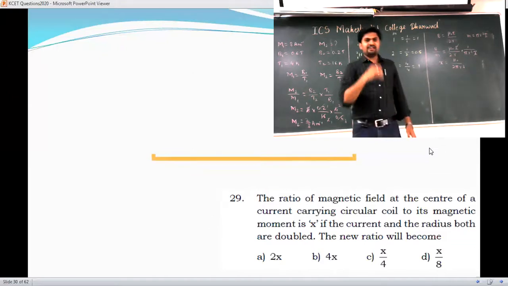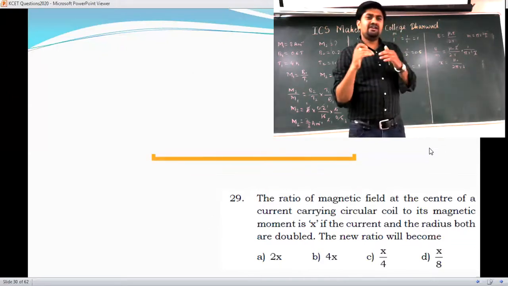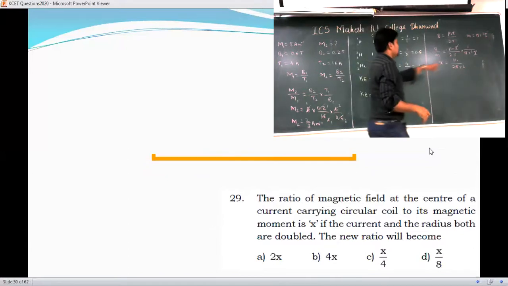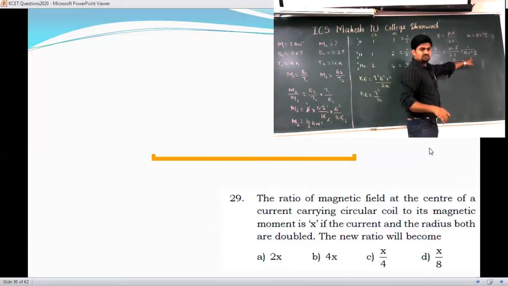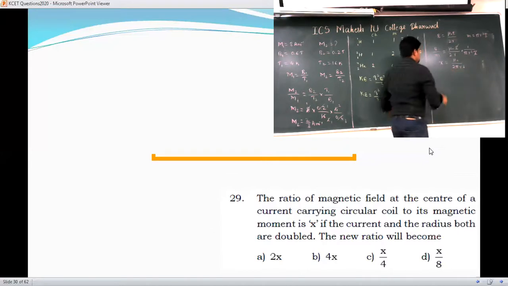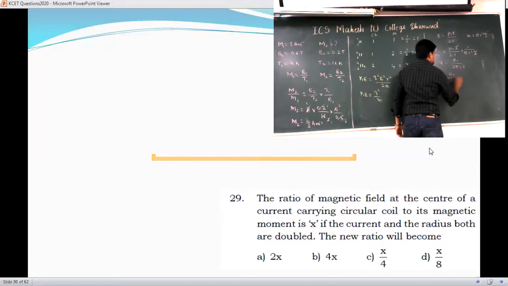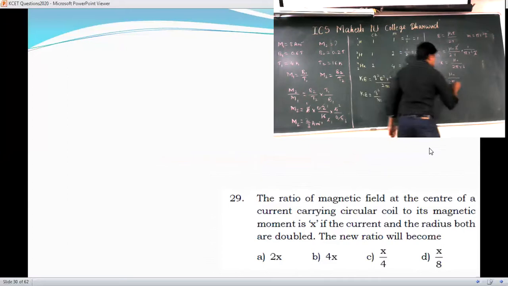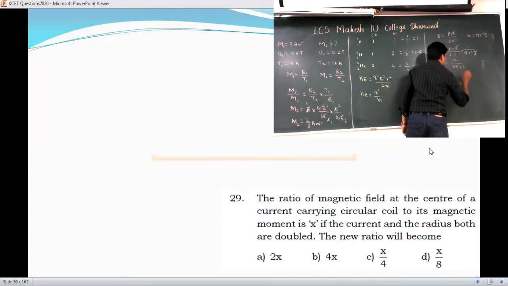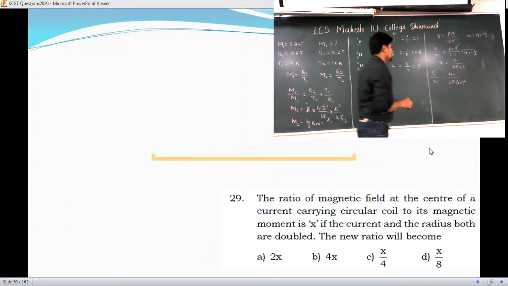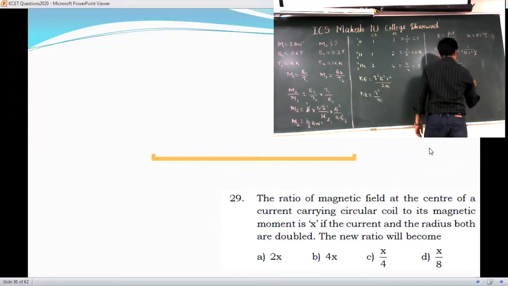Now, in the second case, they have told that current and radius are doubled. If we take the current, again the current will get cancelled, so I will take only the radius here. So I will take the ratio as B dash by M dash, which is equal to mu naught divided by 2 pi, and in place of R, it is doubled, so it is 2R whole cube.